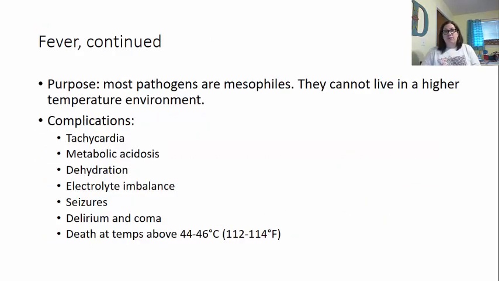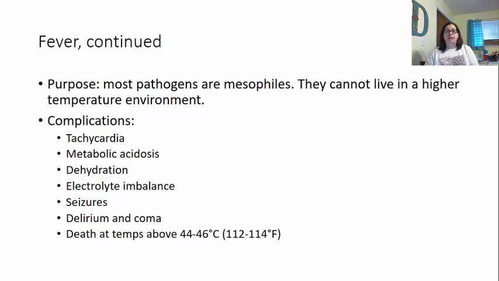The purpose of a fever is that most pathogens are mesophiles. They like that middle of the road temperature, so they cannot live in those higher temperature environments. But again, it can cause complications for our own cells because our cells like that mesophile temperature as well. This can cause you to have tachycardia, which is increased heart rate. Metabolic acidosis, which just means that your body is giving off more acids and making your blood more acidic, which can hurt the bacteria but can also hurt some of your cells.